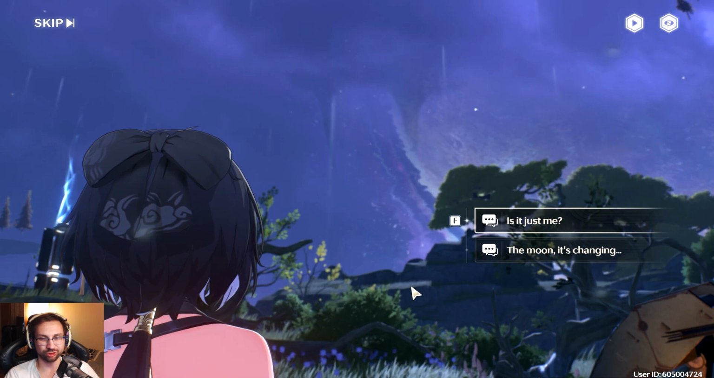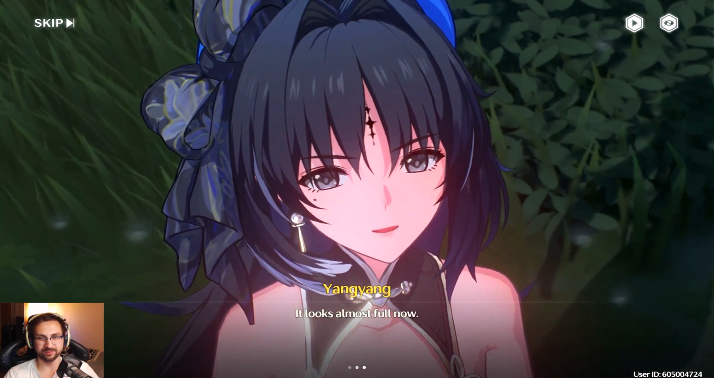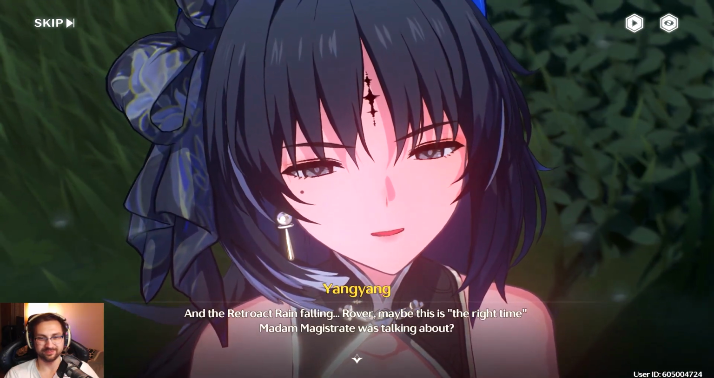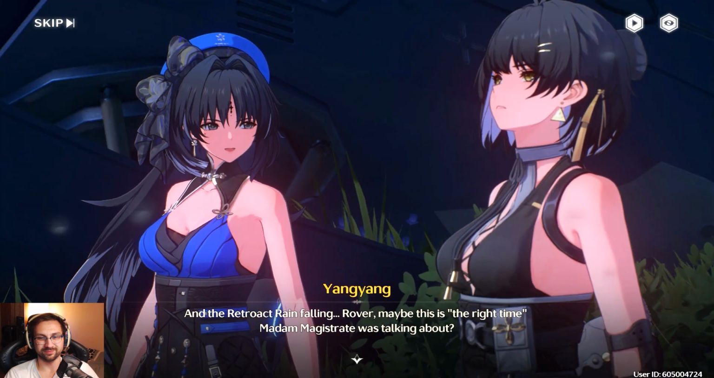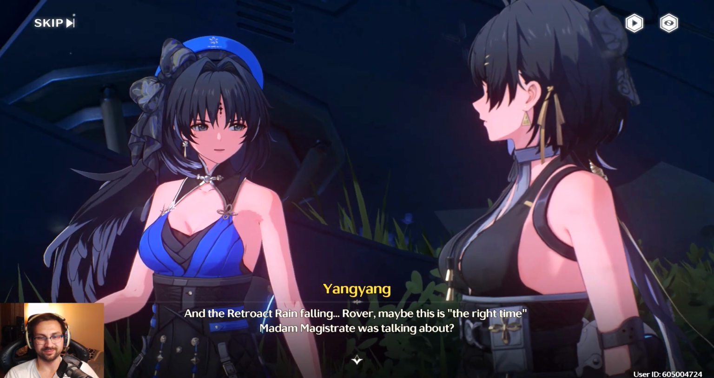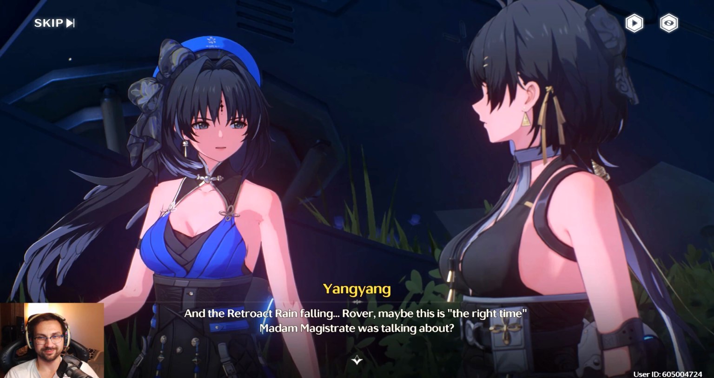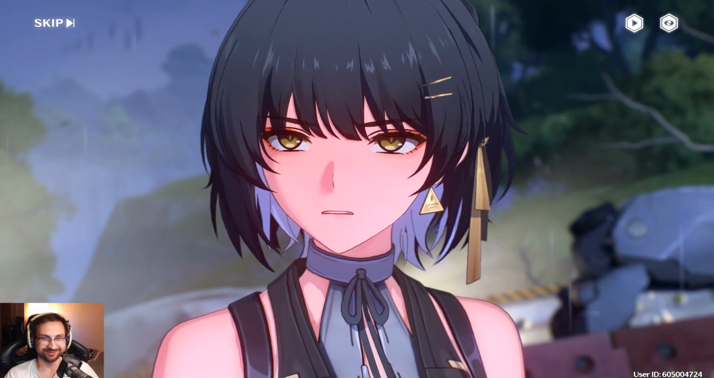Is it just me? The moon is changing. It looks almost full now, and the retroact rain is falling. Rover, maybe this is the right time Madam Magistrate was talking about. It came early.